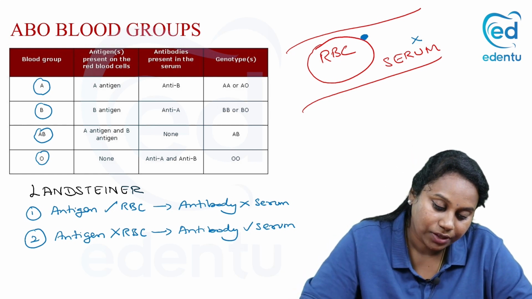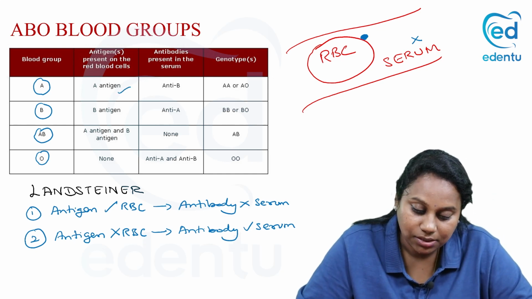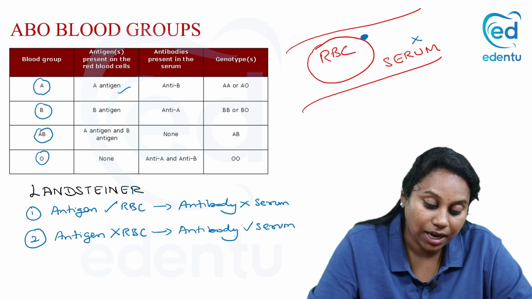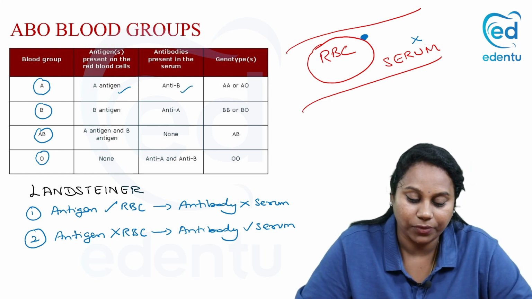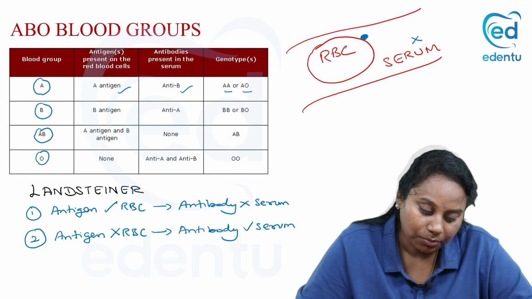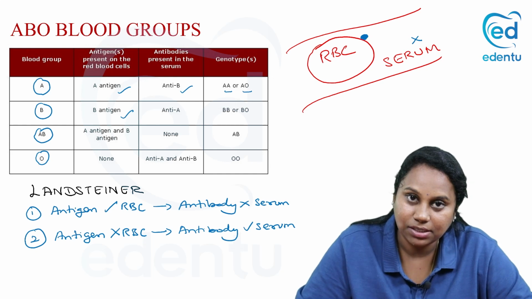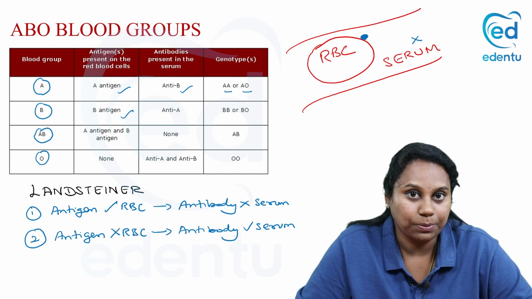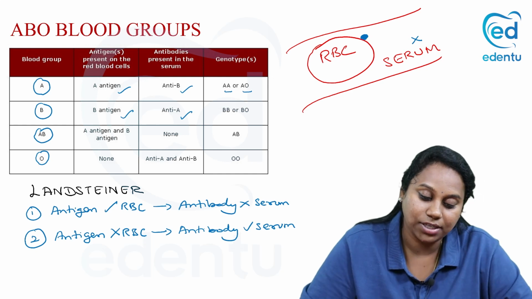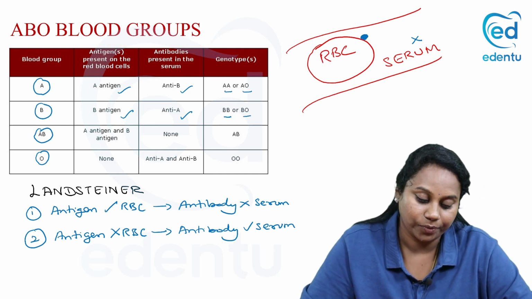Blood group A has A antigen on the RBCs. The corresponding antibody is absent in the serum. That's why it has anti-B antibody in the serum. So the genotype can be AA or AO. Blood group B: B antigen is present on the RBCs. The corresponding antibody is absent, but anti-A is present in the serum. The genotype could be BB or BO.